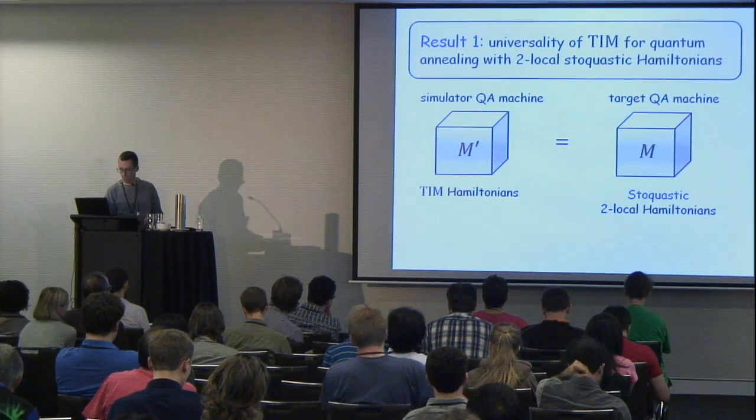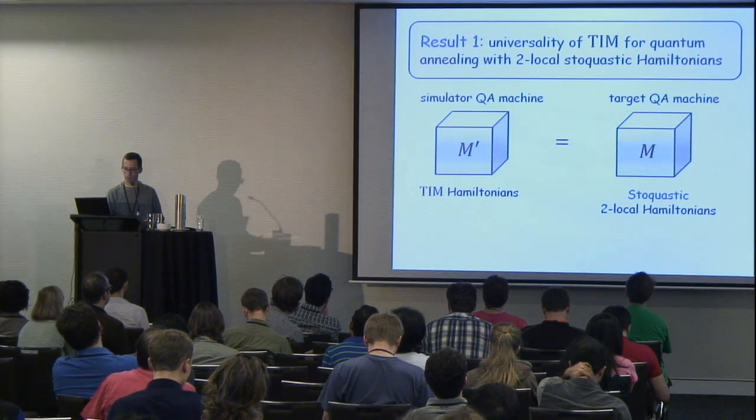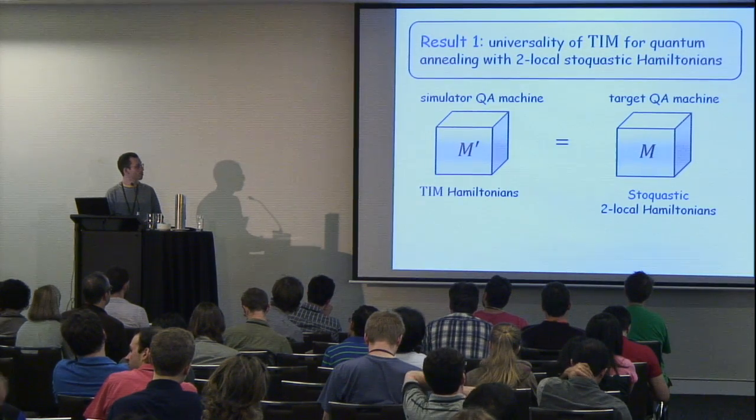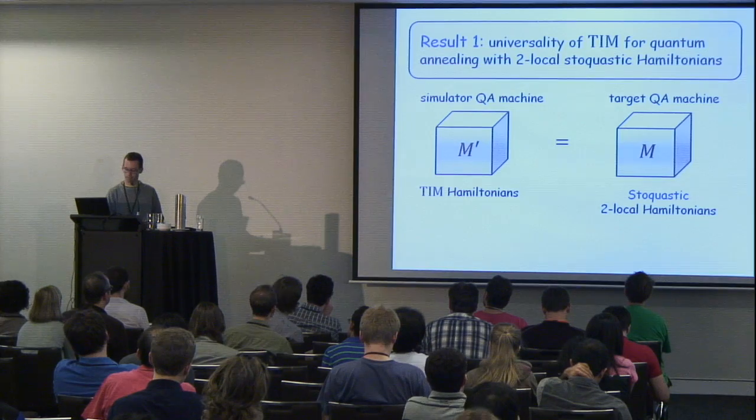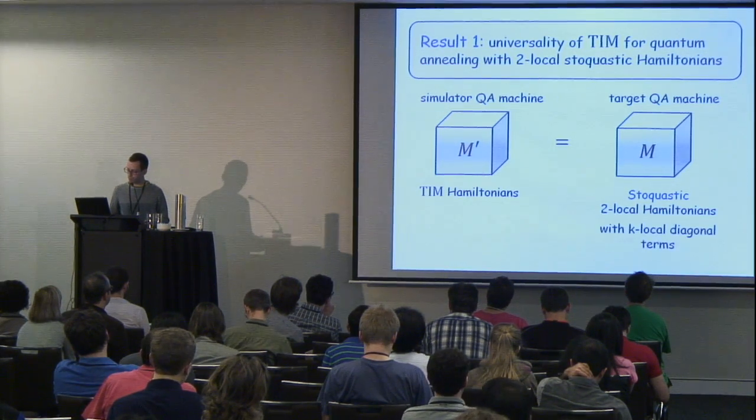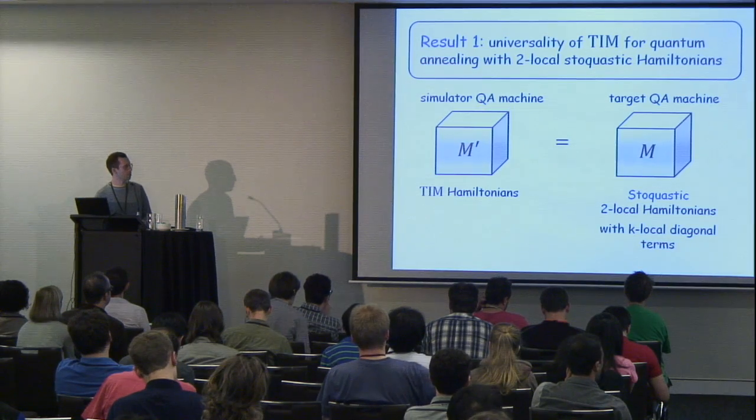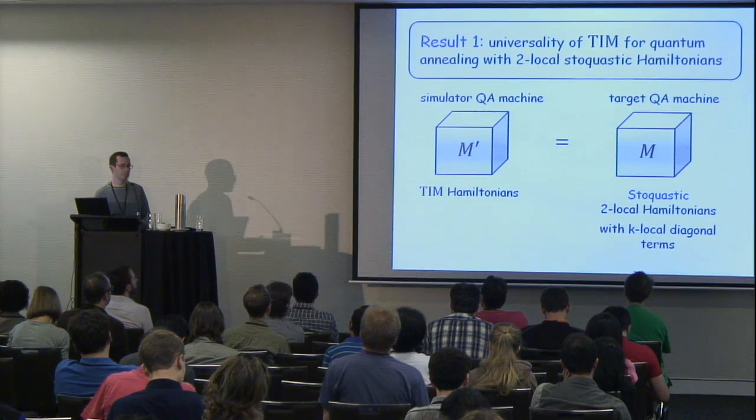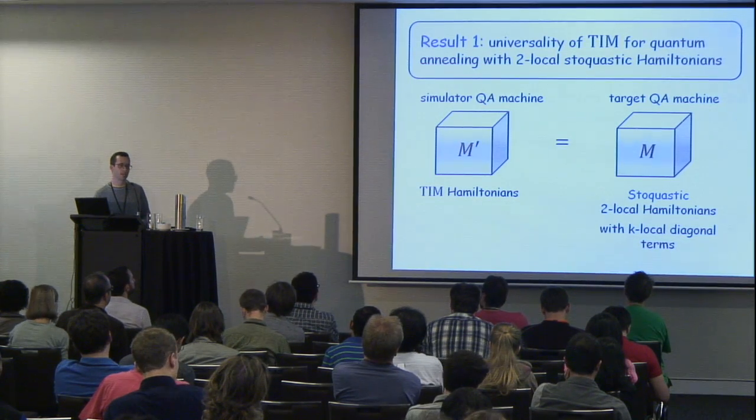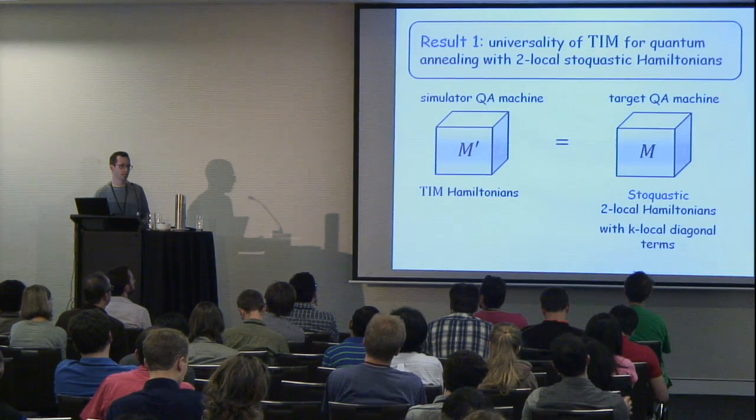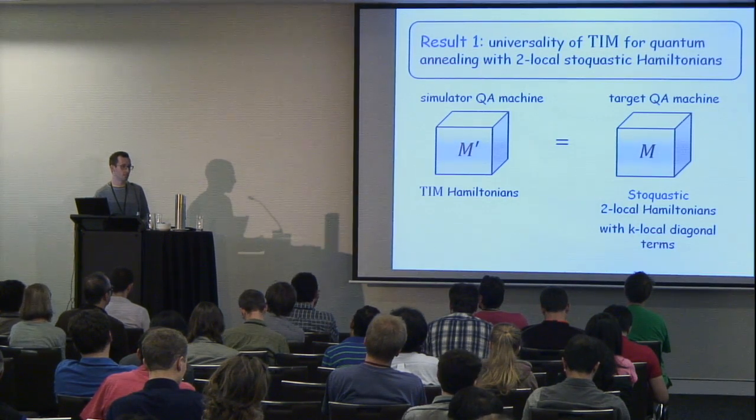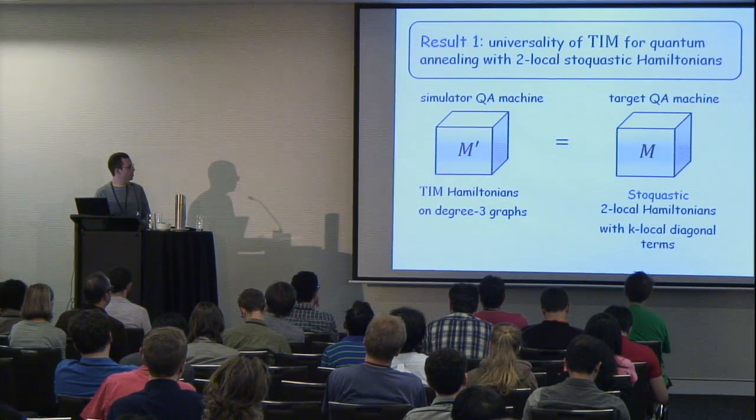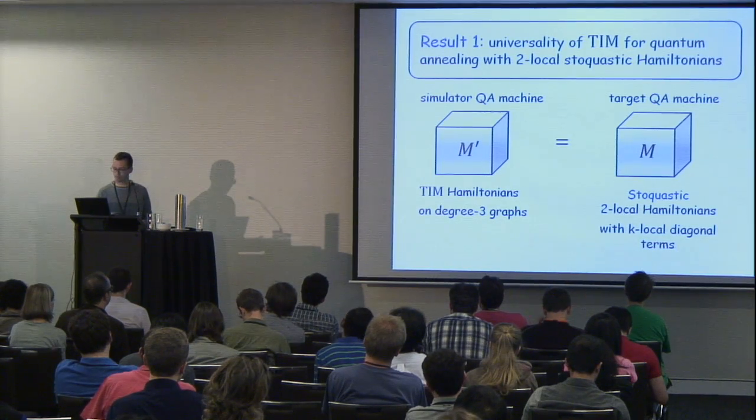So the first result in this talk is that transverse Ising model quantum annealing can simulate arbitrary quantum annealing with stochastic two-local Hamiltonians. Furthermore, even if we add to our stochastic two-local Hamiltonian a k-local diagonal term, the simulation is still possible and is efficient. It is interesting to add k-local diagonal terms because, for example, quantum adiabatic algorithms for exact cover and k-satisfiability are in this class. And furthermore, you can even restrict the quantum annealing machine to transverse Ising models on degree 3 graphs.